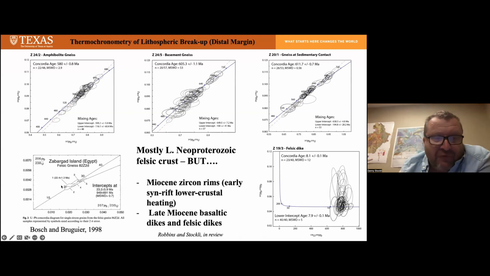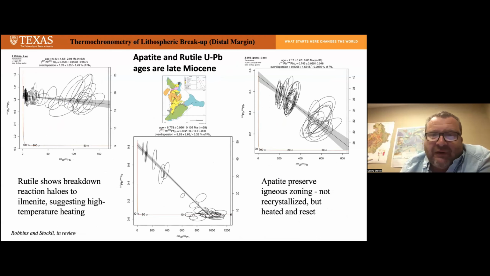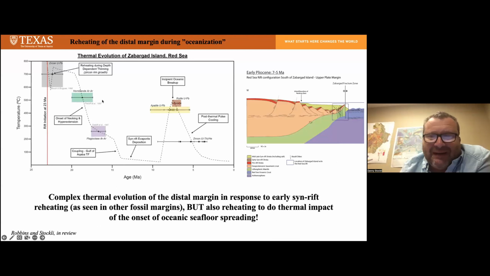That's interesting. But we do find, or other people have, in this case Bosch and Prigent documented a while ago, that there are syn-rift zircon rims. Again, that's probably related to reheating. If you look at the apatites and rutiles, however, they're really young. They're basically latest Miocene to early Pliocene in age. So what we basically see is that you have maybe a little bit earlier reheating, you have largely cooling, but you have this reheating event almost temporally coincident with oceanization or seafloor spreading in the southern Red Sea.